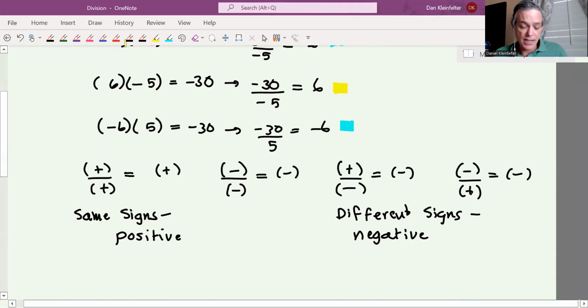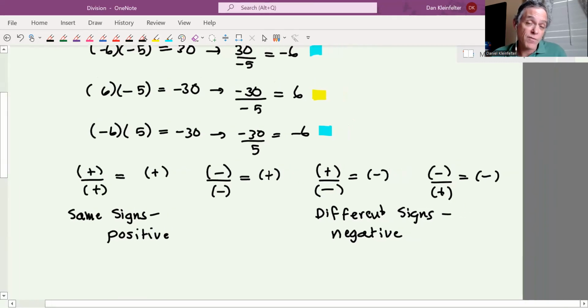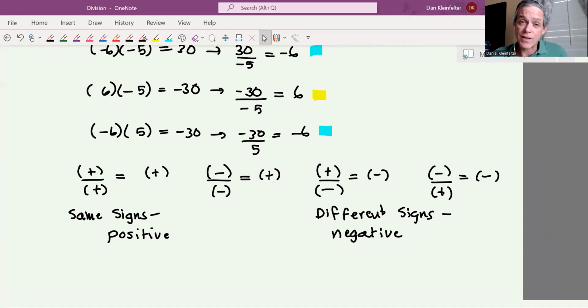So that's shown here in the summary. A quotient of positive numbers is positive. A quotient of negative numbers is also positive. And a quotient of numbers that are different in sign is going to give you a negative answer. In short, it's the same rule for multiplication and division, which is great. If the signs are the same, positive. If the signs are different, negative.